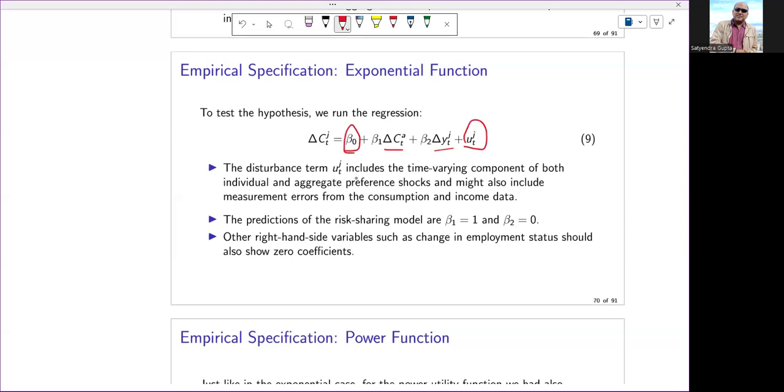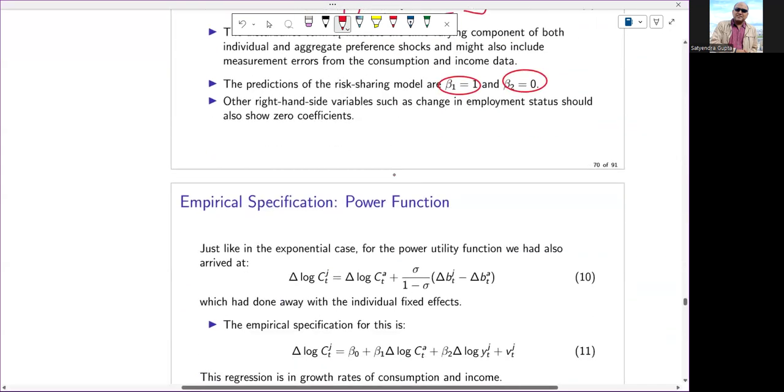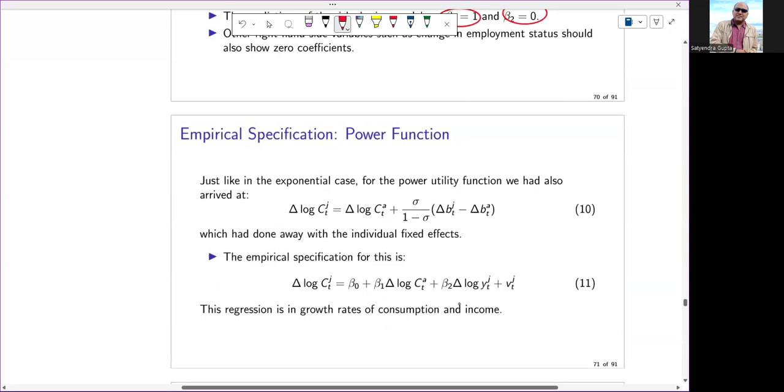Okay. Now our hypothesis has to be, according to our theory, that beta 1 has to be equal to 1. That means the change in the consumption for individual j is one-to-one related with the changes in the aggregate consumption, and beta 2 has to be equal to 0. So these are our hypotheses. Similarly, for the log one as well, you can write in this format, and if you have the data, then it's quite an easy task to do the regression, right? So now you will have two regression methods or models that you can test with the data.